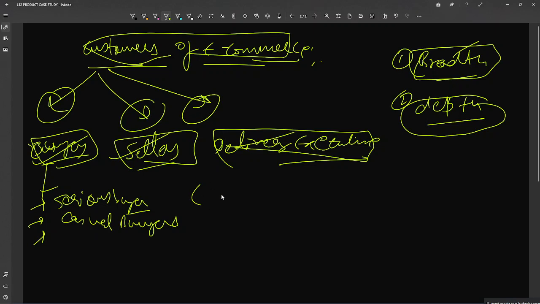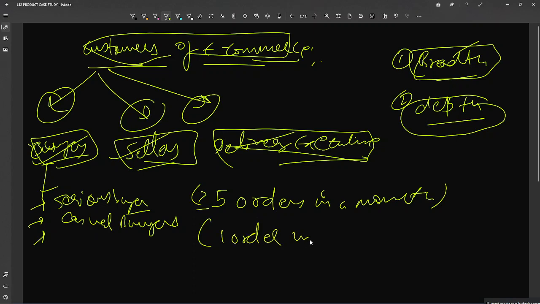So let me define serious buyers. Try to use your brain, try to use logic here. Serious buyers will be, let's say, at least five orders in a month. Pretty simple. Who will be the casual buyer? Let's say the minimum, one order in a year. This is how you define it, in simple terms. Don't use jargon in an interview. This is just a suggestion for you.